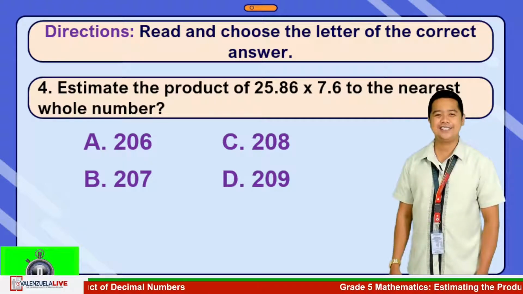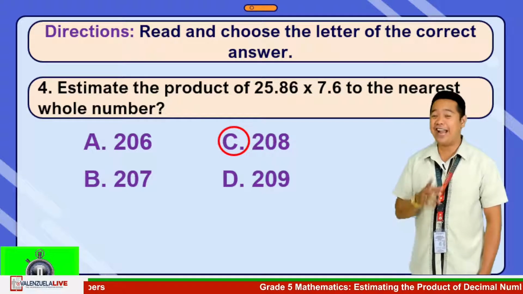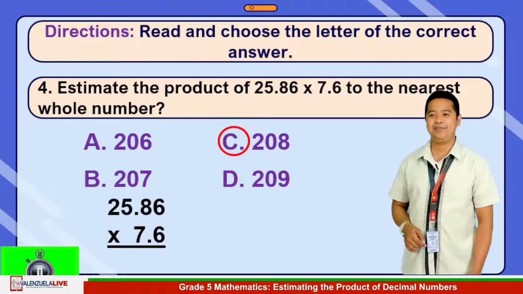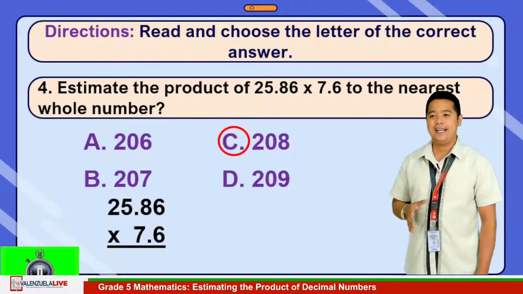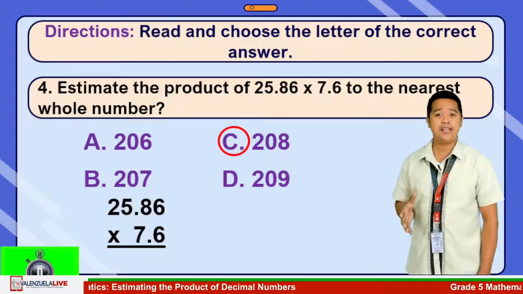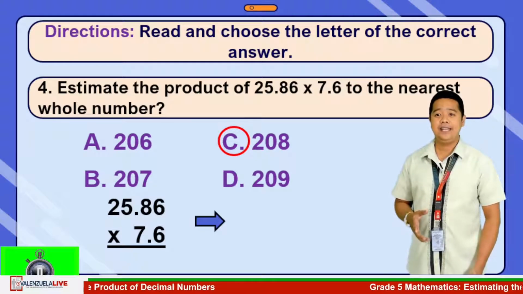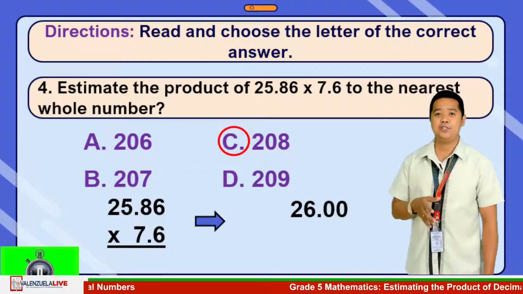What is your answer? Is it letter C? If your answer is letter C, then you are correct. Why is it 208? Let us solve. 25 and 86 hundredths times 7 and 6 tenths. Estimate the product to the nearest whole number. So, the number to be rounded off is 5 followed by 8. So, we will round up.